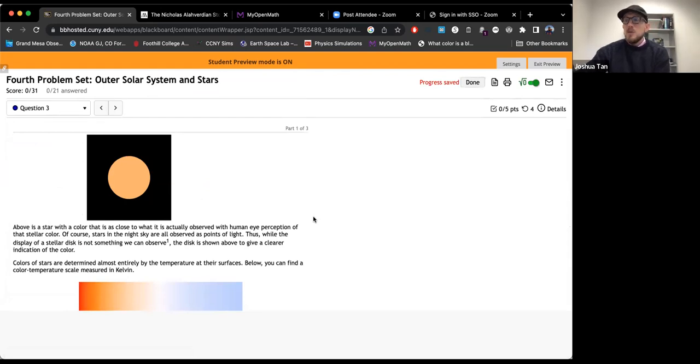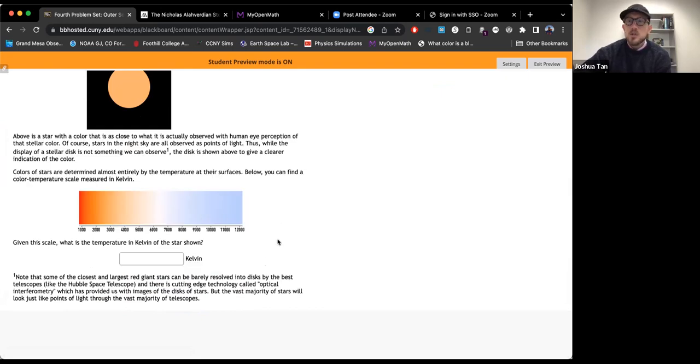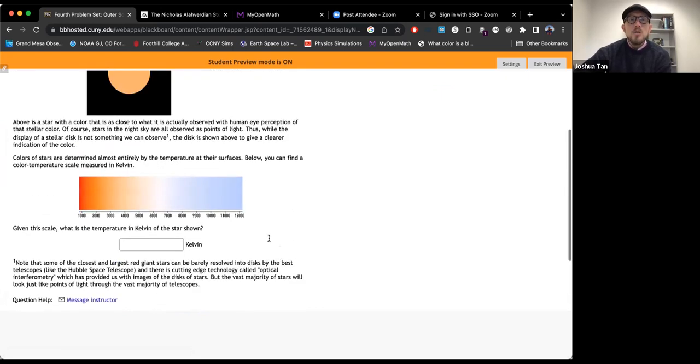Question number 3 asks you to measure the temperature of certain stars by looking at their color. So the first thing that you're going to do is notice that this star has a particular color, and there's a scale of temperature you can compare it to. Once you submit that temperature, you're going to be asked some questions about what it would be like to live in a solar system that had a star of that color.